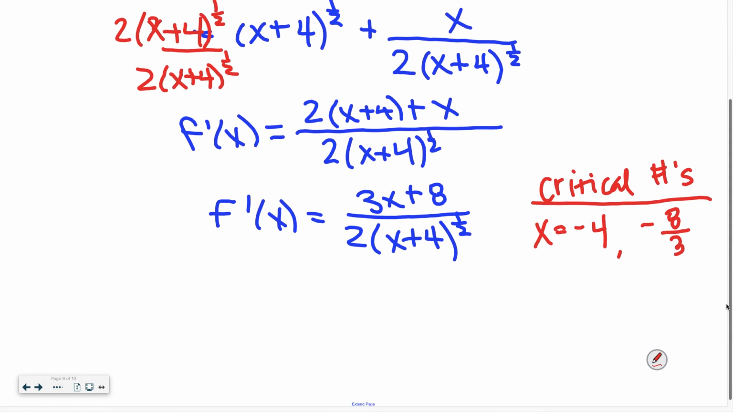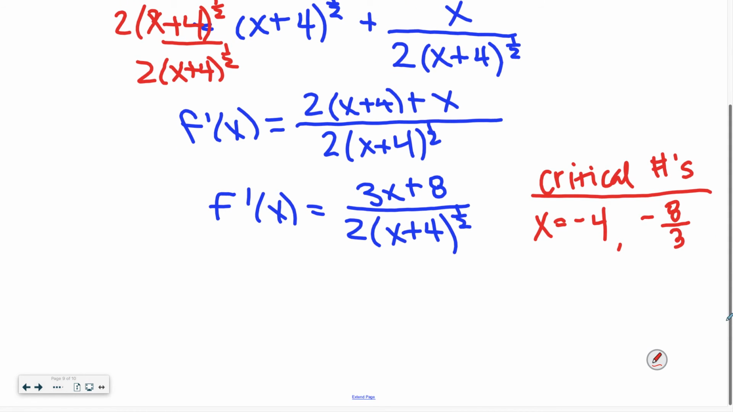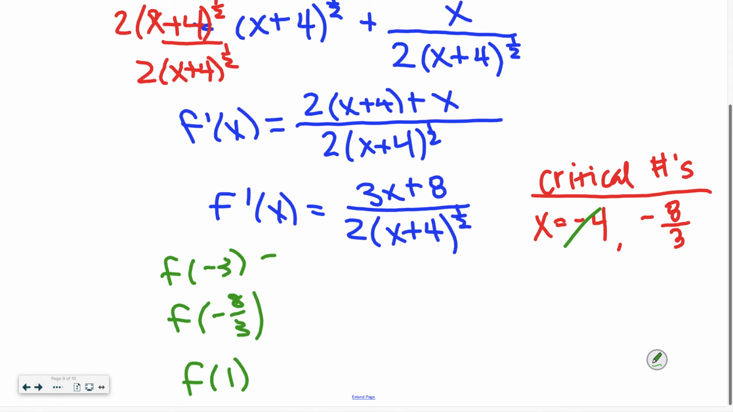Now I think time is almost up. Where did our interval go from? -3 to 1. Oh, -4. Is that in our interval? No. Then I don't really care about that critical number. I mean, we did the work to find it, and that's going to be beneficial for us down the road. But we don't need to worry about it because it's not in our interval.